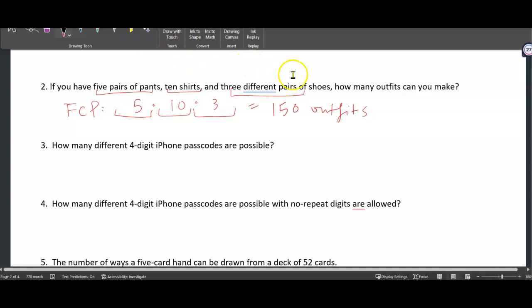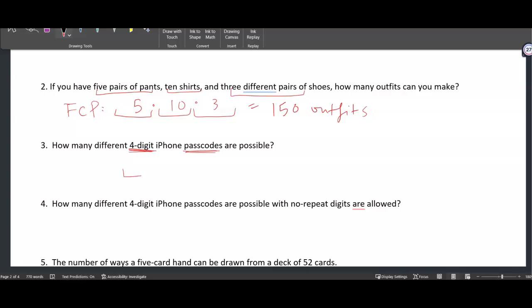Okay, so what do you think of number 3? Maybe before you copy my answer, you can pause the video and think about it before writing down the answer I'm about to write. Okay, so this is a long time ago. We have a 4-digit iPhone passcode. Right now, I think we have too many iPhones. My current iPhone, the passcode is not 4-digit anymore. It's 6-digit. Okay, so anyway, 4-digit, right?